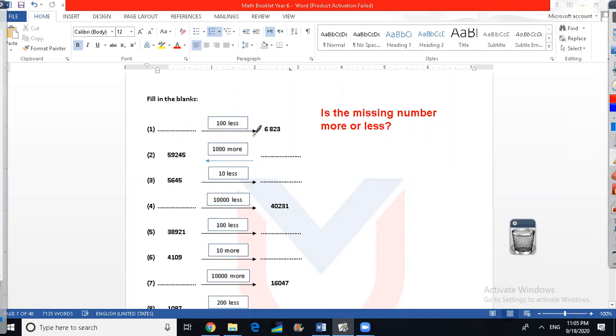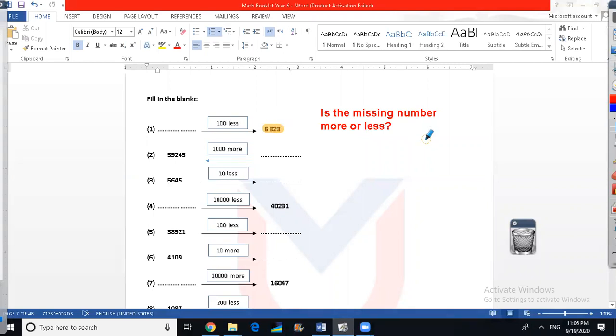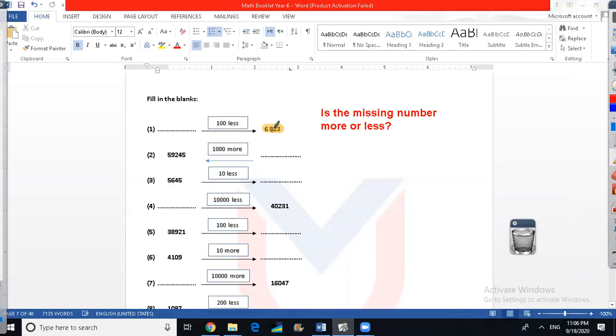You see the arrow? The arrow tells you something. The arrow here is pointing at this number for a reason. The arrow is pointing, let me use the highlighter, at 6,823 for a reason. It's saying that this known number is less. So the unknown is going to be more. If the known is less, look at the arrow, then of course this unknown is more. It's the opposite of the known.